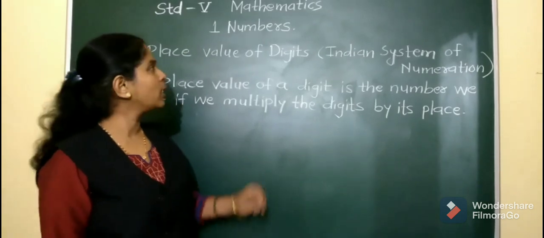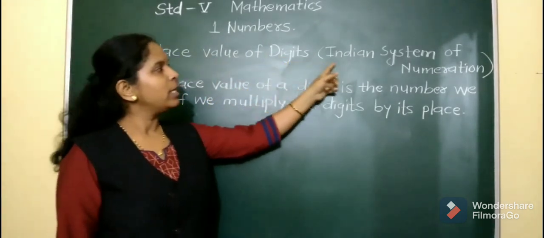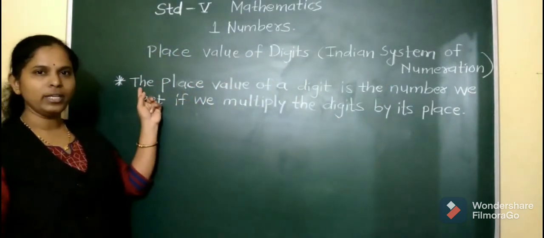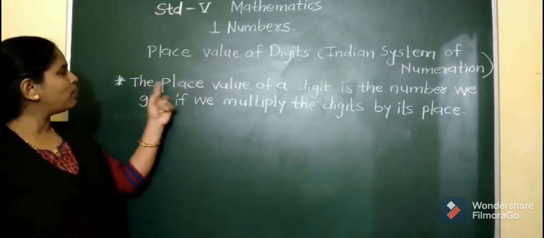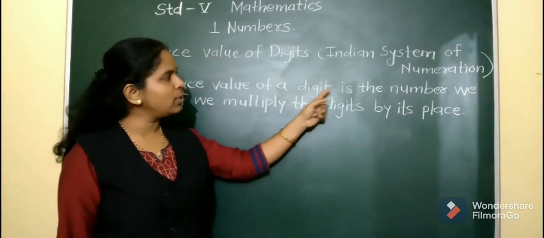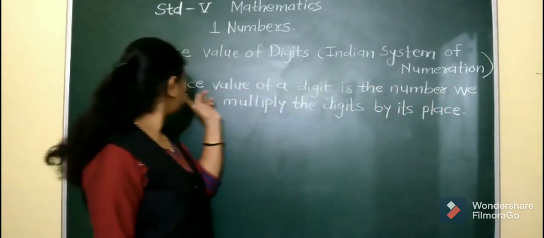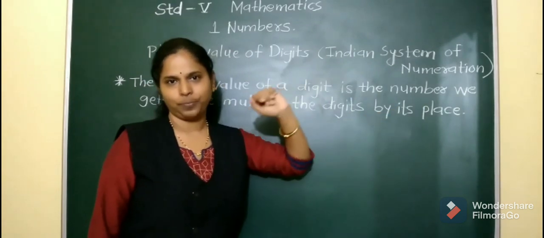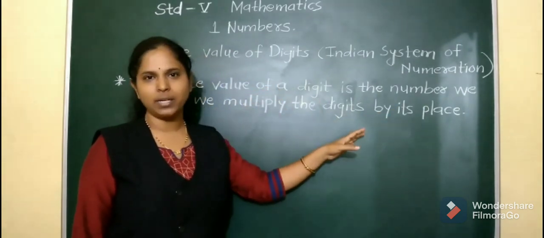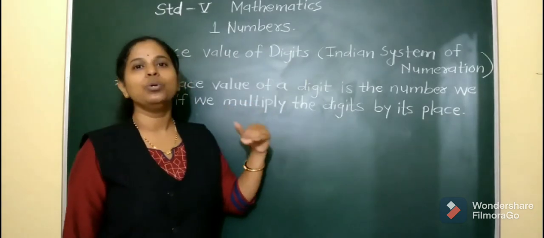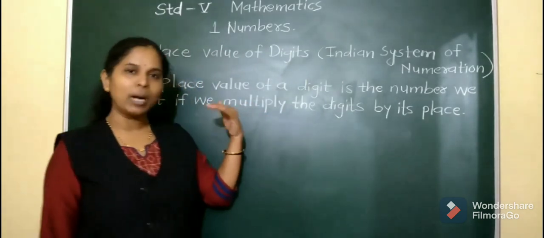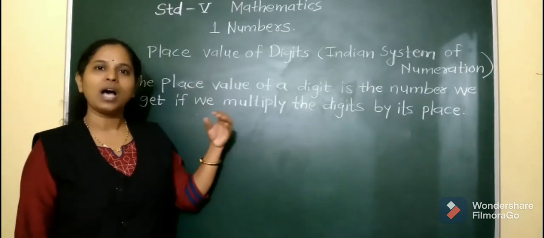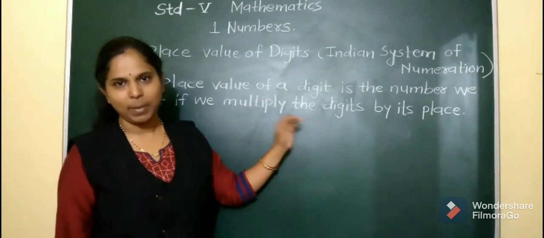Now our next topic is place value of digits, Indian system of numeration. In that, the first point which we are going to learn is: the place value of a digit is the number we get if we multiply the digit by its place. Do you understand the meaning of this sentence? See here, place value is nothing but when we multiply the digit by its place, whatever answer we get, that is called the place value.